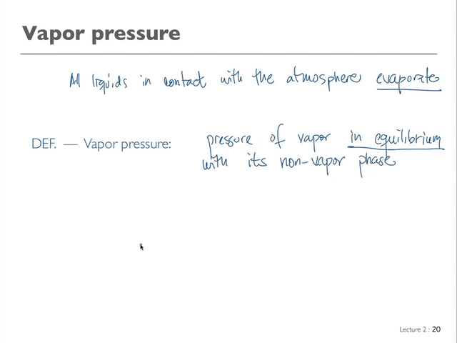The two phases in equilibrium. Basically what we're saying is the number of molecules leaving the surface by evaporation is the same as the number of molecules returning to the liquid, and so there is no change there. This is a function of temperature.